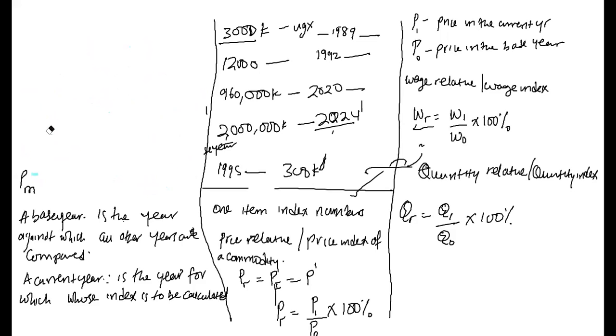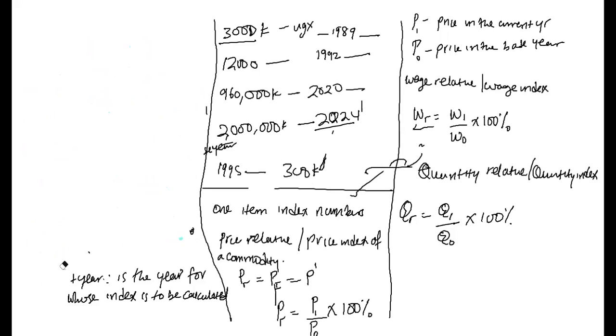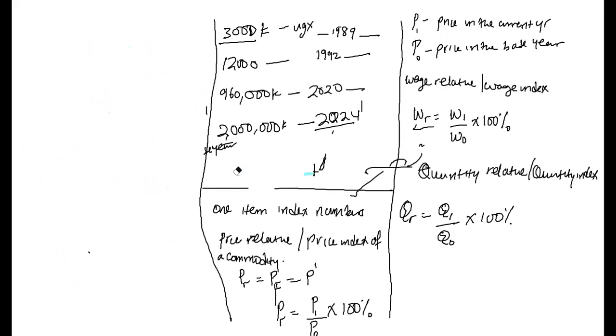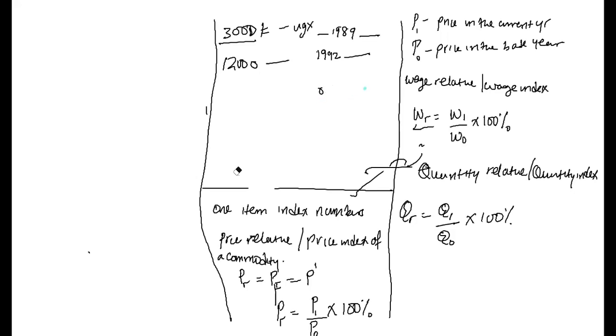Okay, teacher. Here we are still dealing with only one commodity. You deal with only one item and tell us its price in the current year, tell us its price in the base year. Then we compute its price relative or its wage relative. So let me write down an example.